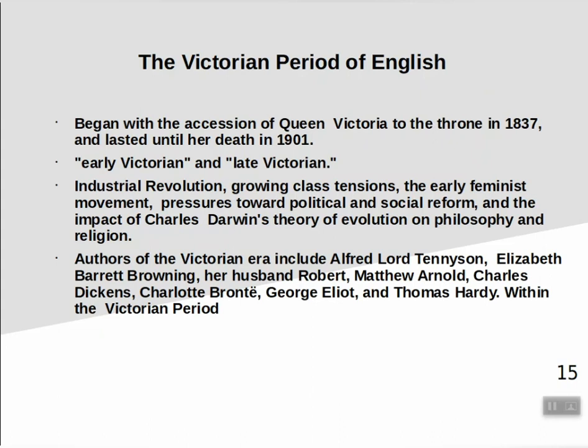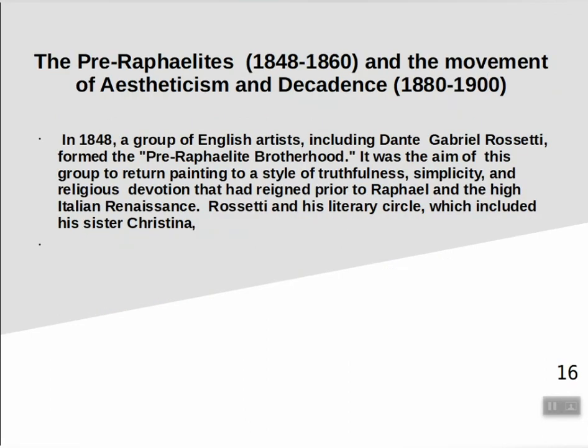Some of the most recognized authors of the Victorian era include Alfred Lord Tennyson, Elizabeth Barrett Browning, her husband Robert, Matthew Arnold, Charles Dickens, Charlotte Bronte, George Eliot, and Thomas Hardy. Within the Victorian period, there were two other literary movements: the Pre-Raphaelites from 1848 to 1860 and the movement of aestheticism and decadence from 1880 to 1900.